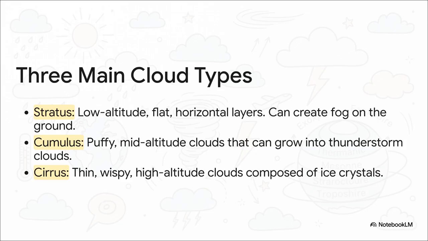Then you've got your classic puffy cotton ball cumulus clouds. Keep an eye on those, though, because they can grow into huge cumulonimbus clouds, which are basically thunderstorm machines. And way up high, you'll see those thin, wispy cirrus clouds. They're actually made of ice crystals and usually mean the weather is pretty fair.